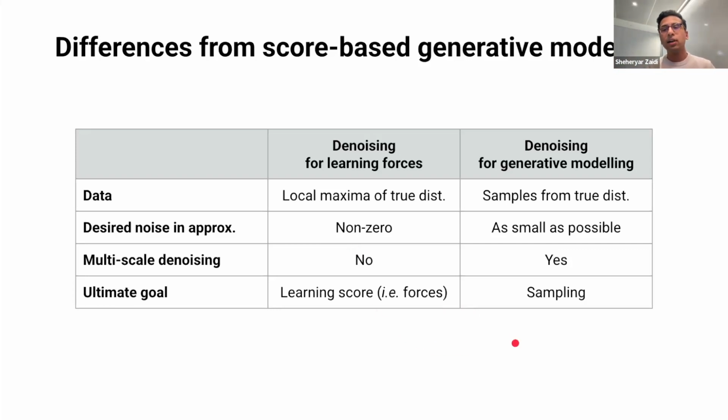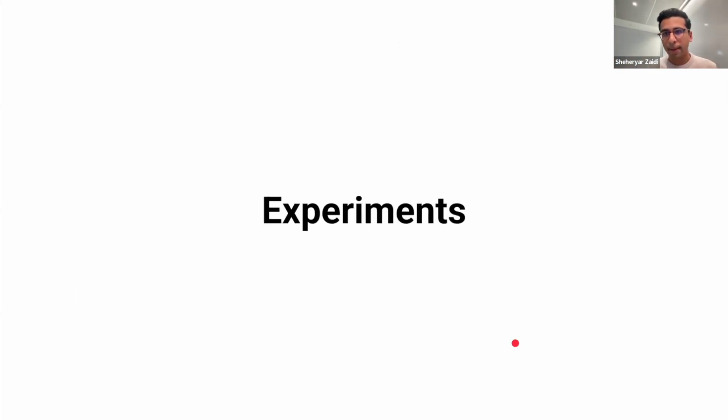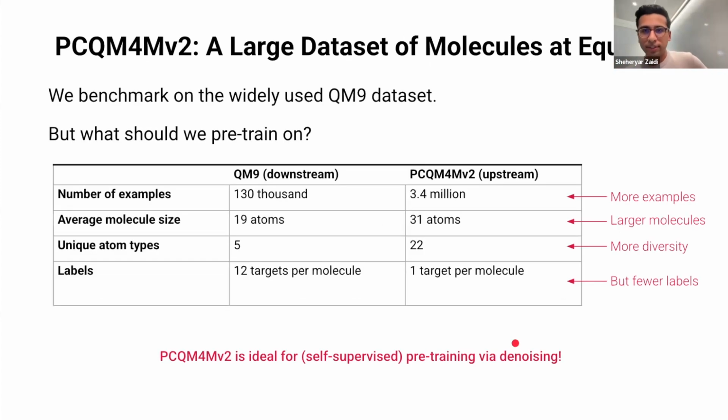And lastly, our goal is not to sample new conformations. Our goal is to learn the forces, because we speculate that that's going to be useful for downstream tasks. So those are kind of the differences between the two. Now I'll go over to the experiments.